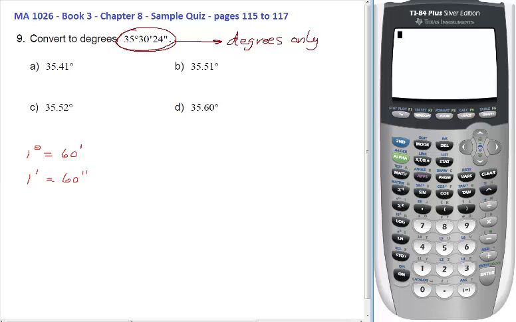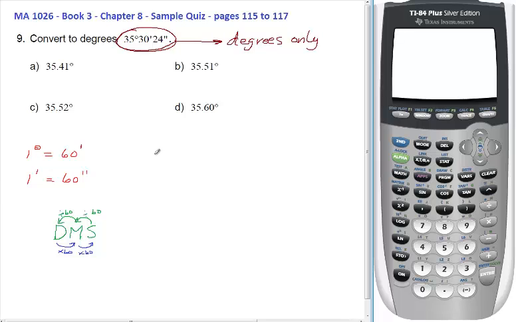Now, how do you convert back and forth? Some people use this little idea. If it's a DMS, which is degree-minute-second, if we go from seconds to minutes, we divide by 60, and from minutes to degrees, we divide by 60 again. So if we go from seconds to degrees, we divide by 60 twice. Going the other way, however, we multiply: degrees to minutes, we multiply by 60, minutes to seconds, multiply by 60 again.